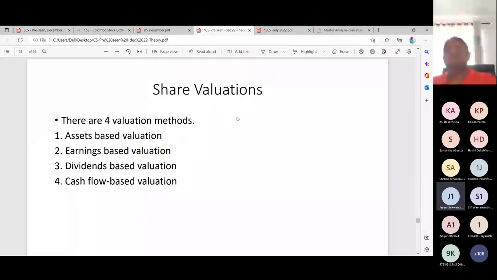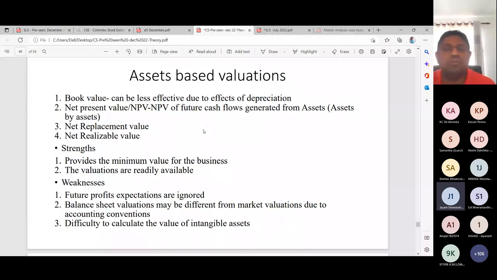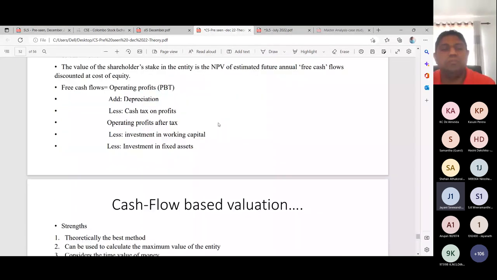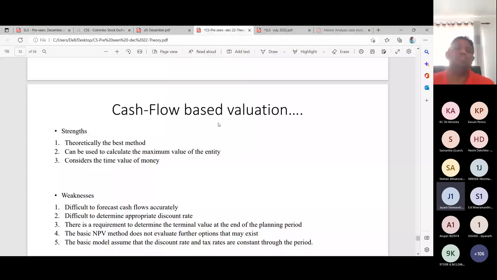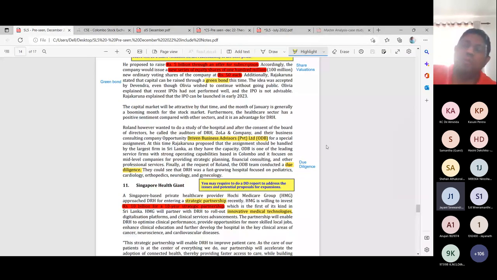Even you can do calculations based on the information available. It can be asset base, earning base, dividend base, cash flow base. Asset base normally gives the lowest value for the company shares, no? Then possibly the cash flow basis will give the highest value. So possibly they may have used the cash flow basis valuation, right? In the unseen, they may give more information about the cash flow of this particular activity, the new hospital they are going to establish. Then you can calculate the share value, whether it's a good price or not, right?